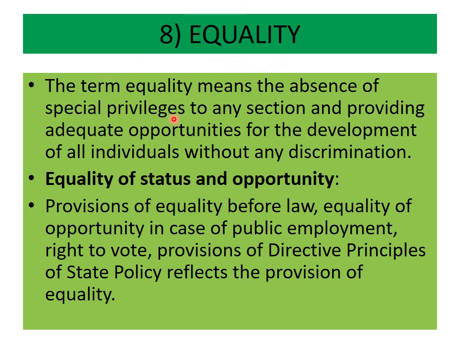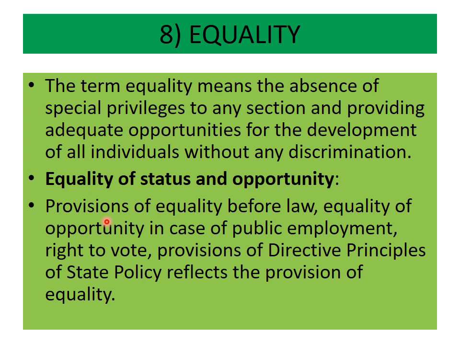There has to be an absence of special privileges, and at the same time providing opportunities to all individuals. So if a vacancy has come for a government job, that vacancy is open for all individuals. So you are giving equality of status and of opportunity. So how is equality ensured?